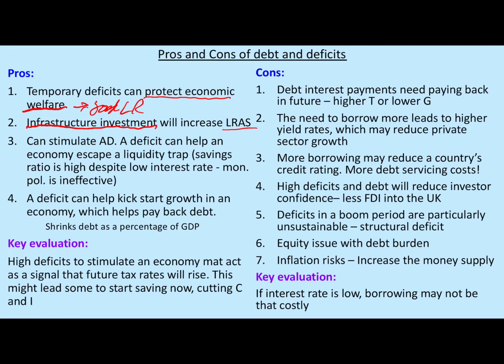A deficit for a short period of time can help an economy escape a liquidity trap where the savings ratio is very high despite a low interest rate. So if monetary policy is ineffective because we can't carry on cutting our interest rates, people might still want to save lots of money because they're making precautionary savings because they're not sure about the future health of the economy. Increases in G can be vital to getting AD to go up, because C and I are likely to be repressed because people are being very cautious.